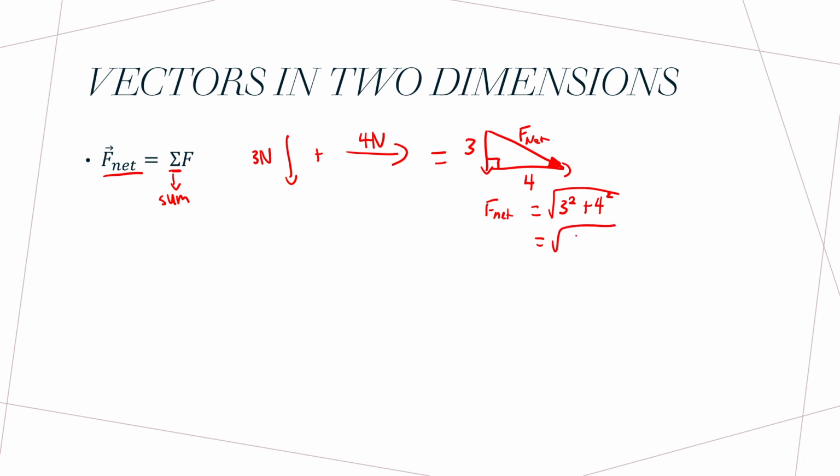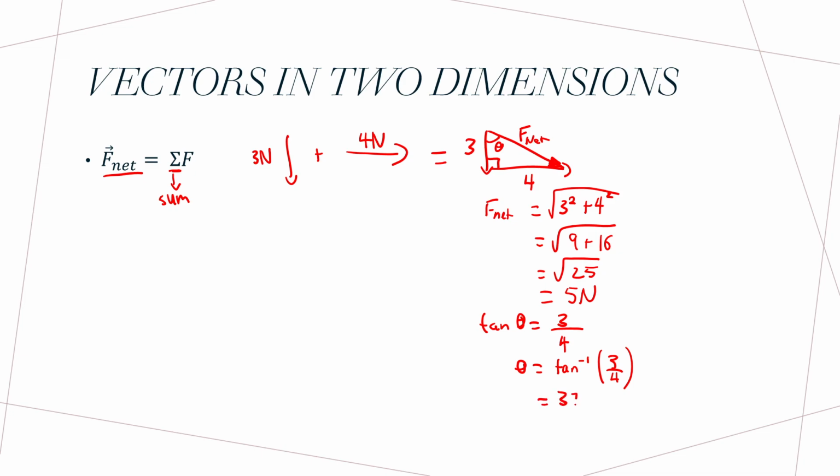We have the square root of 9 plus 16. When we add them together, that is the square root of 25, which is equal to 5 newtons. To then find the bearing, we can use the SOHCAHTOA method to be able to determine our angle here. So we can find theta. So for this example, tan of theta is equal to the opposite side 3 divided by the adjacent side 4. And theta is equal to the tan inverse of 3 over 4, which is approximately equal to 37 degrees.